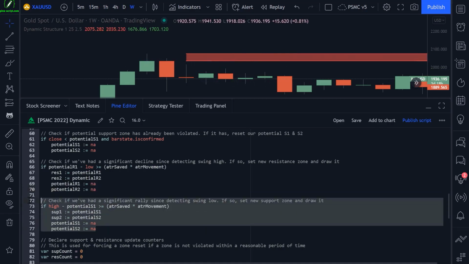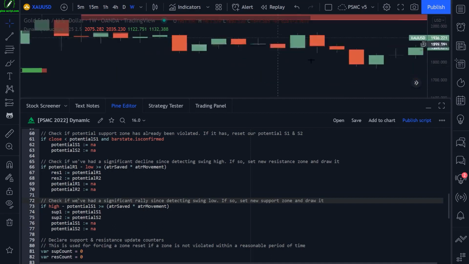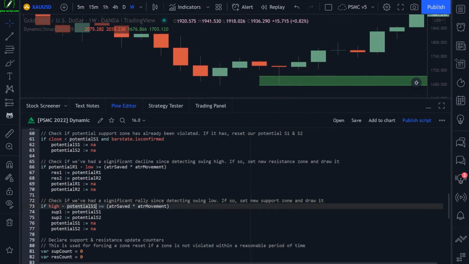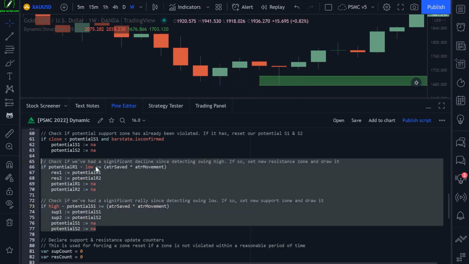Same for the swing low. We check if we've had a significant move from the low. So we subtract the potential S1, the wick, from the current bar's high. If the distance between those two price values is greater than our minimum ATR movement, we start drawing our support zone on the next bar. So that's what these two blocks of code do here.